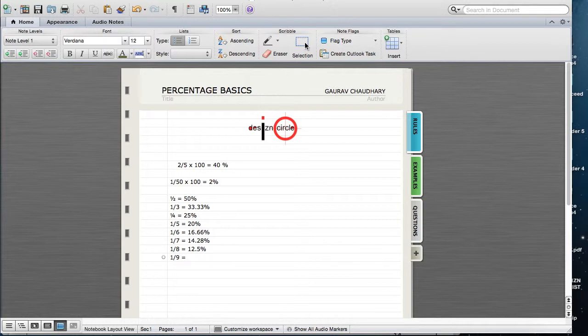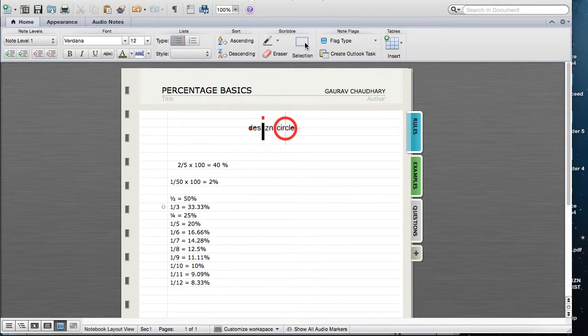1 by 9 is 11.11%, 1 by 10 is very easy, 10%, 1 by 11 is 9.09%, 1 by 12 is equal to 8.33%. These are some of the important fractional equivalents.